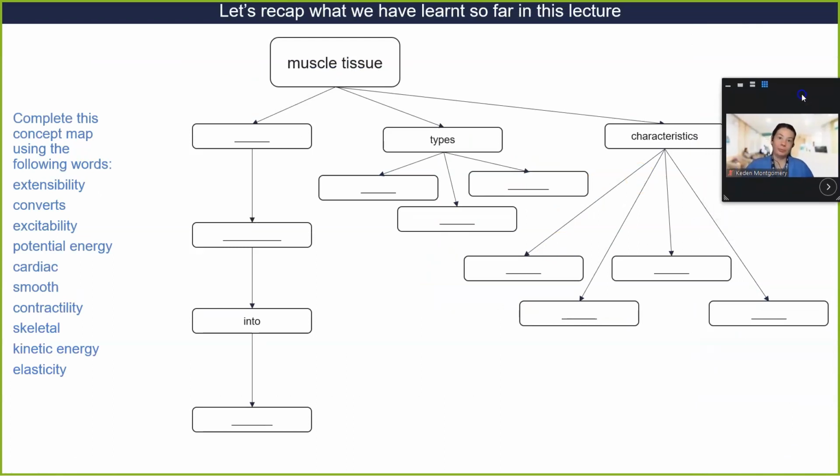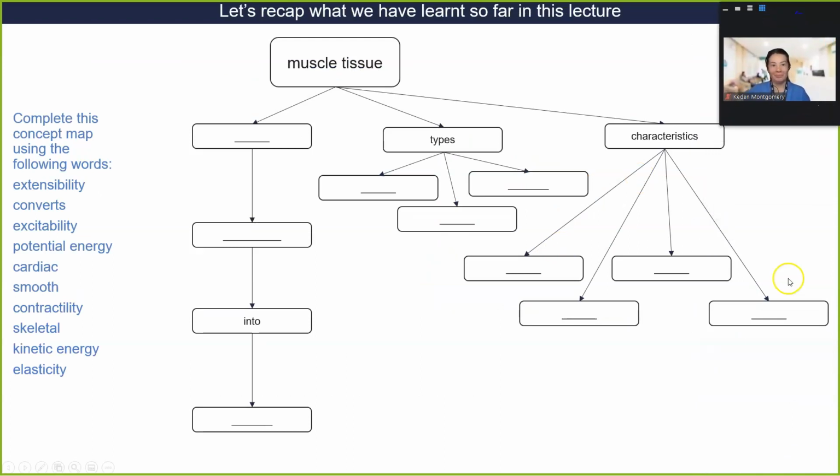Right, here we go. I want you to complete this mind map now, adding the characteristics of each muscle tissue to make sure that we hold all of this information in our beautiful brains as we go.